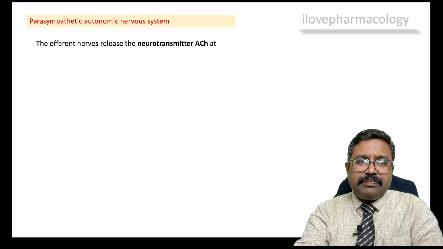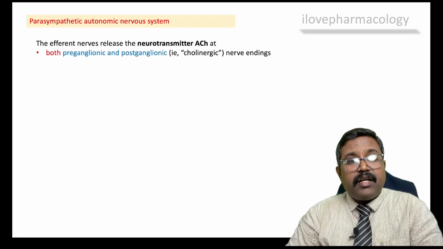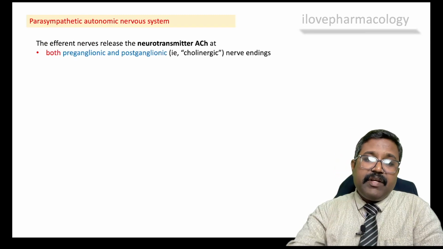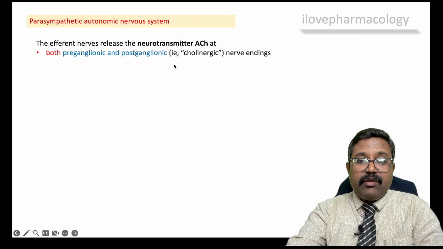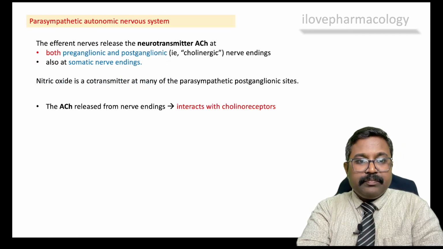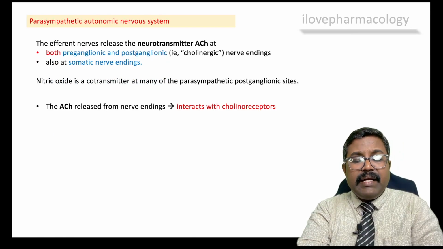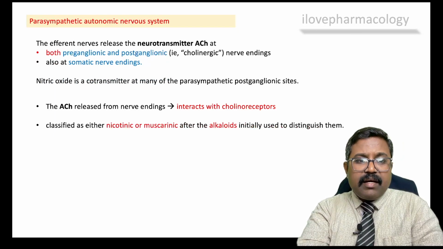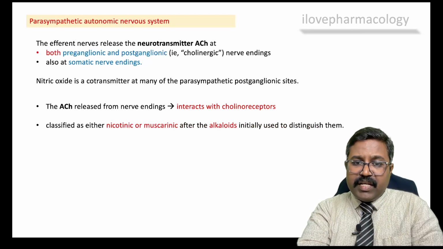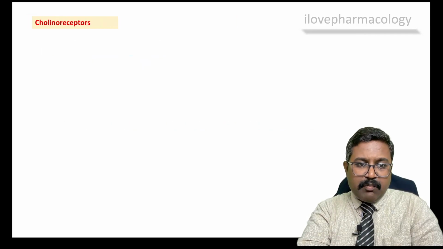Coming to the other details, the efferent nerve releases the neurotransmitter acetylcholine at both the preganglionic as well as the postganglionic nerve endings, and also at the somatic nerve endings. The acetylcholine released from the nerve endings interacts with the cholinoceptors, and they can be classified as either nicotinic or muscarinic after the alkaloids initially used to distinguish them.